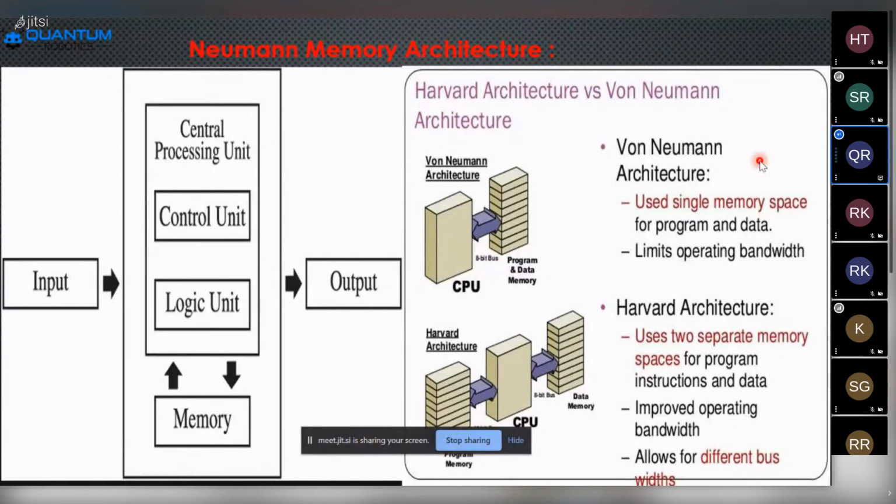And when we come to the last point, it allows for different bus widths. In the Von Neumann architecture the bandwidth is limited and there is no access for bus width, but here we are going to have access for bus width also.